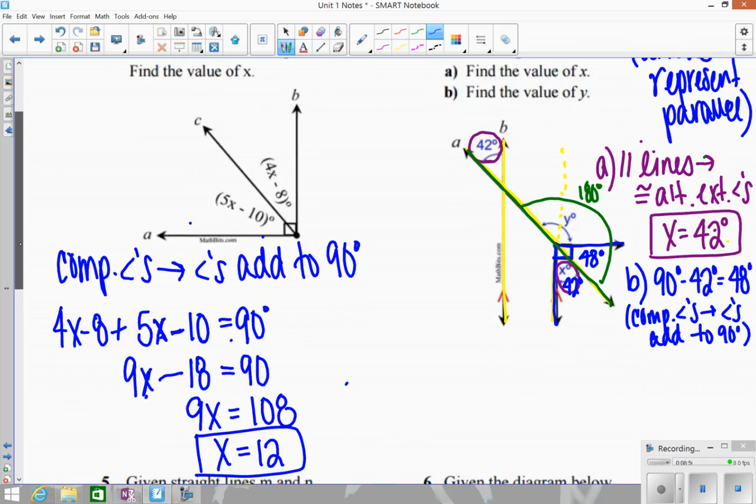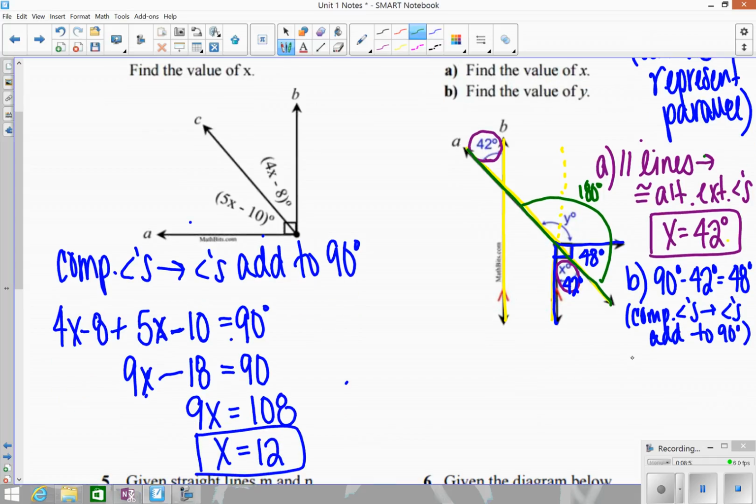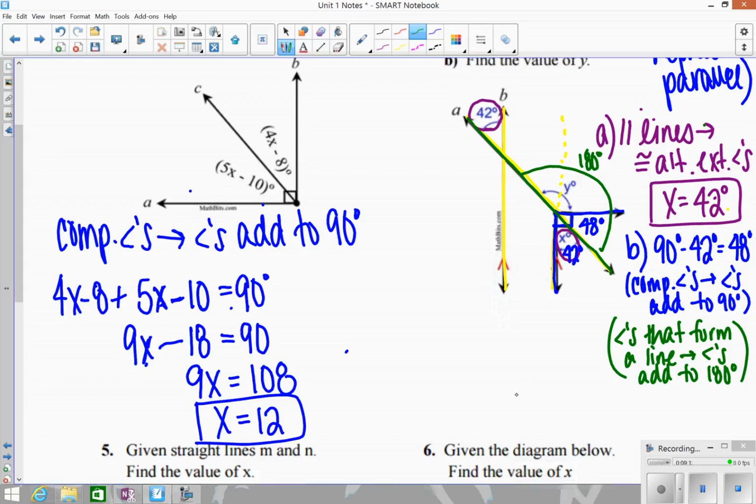And then my second reason is going to be angles that form a line implies that the angles add to 180. So that's going to be the second reason. So if I want to find y, y is going to equal 180 minus the 48. So y is going to equal 132.